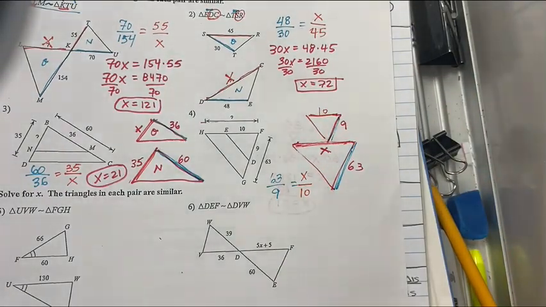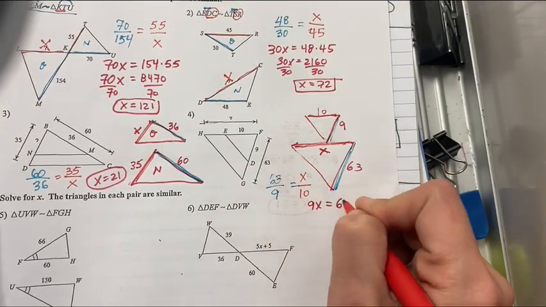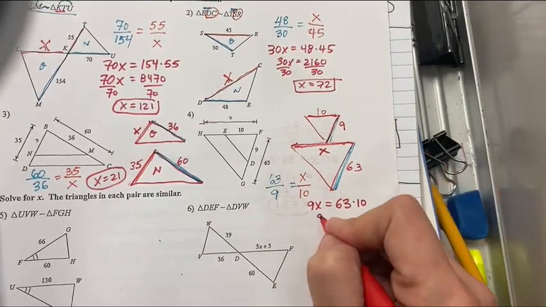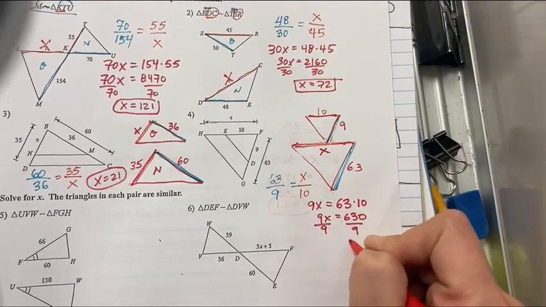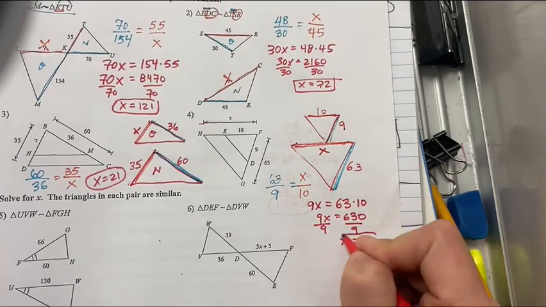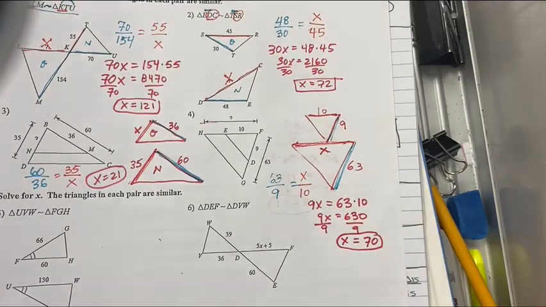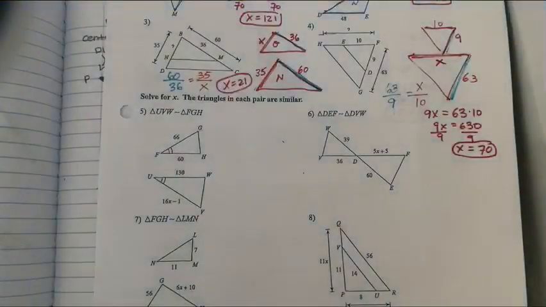Now let's cross multiply to solve. So 9 times x, 63 times 10. There we go. All right. So we can keep going. They made it a little bit easier on us.